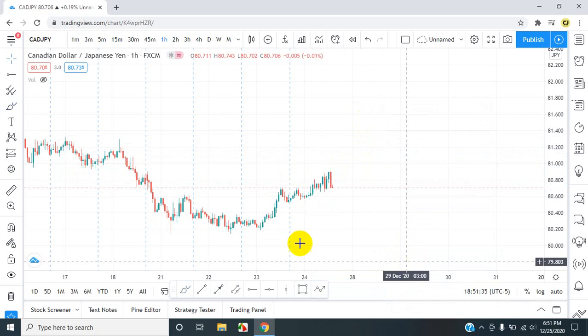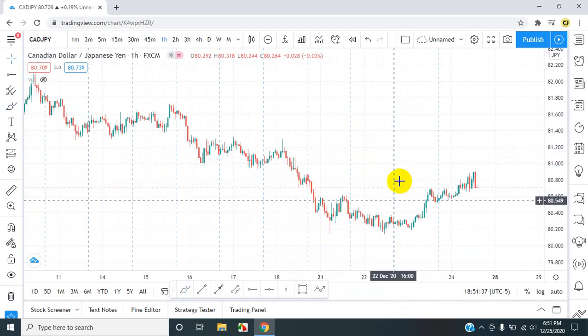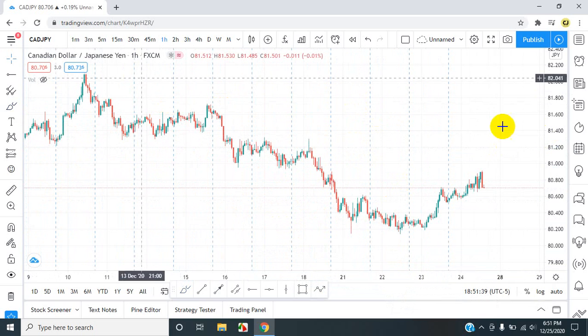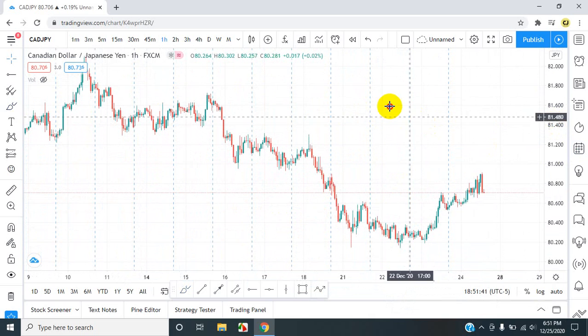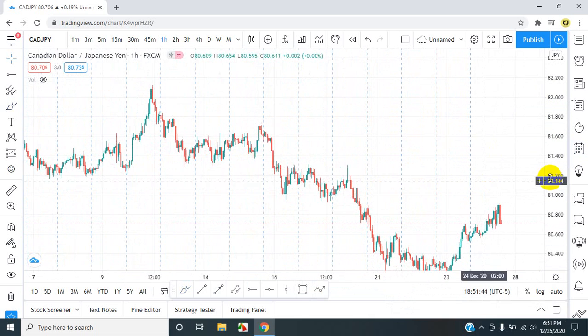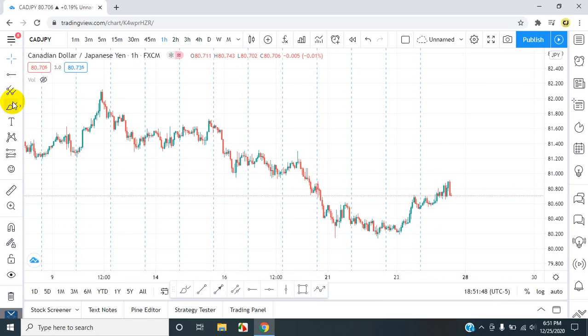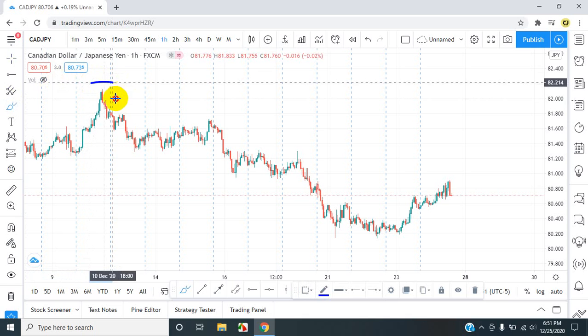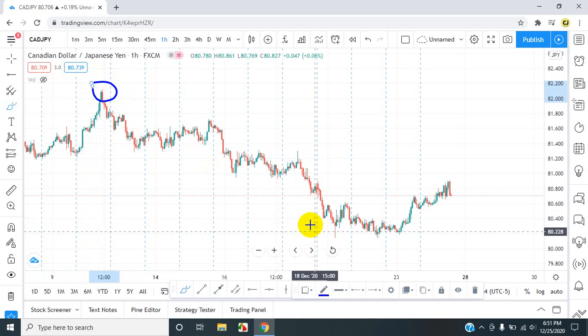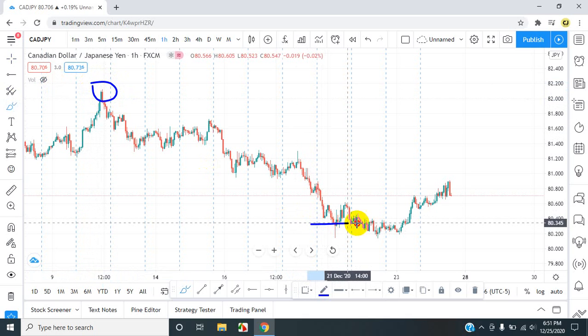I'm going to clear the screen. Let's take a look. We already know, we already identified where the highest highs and lowest lows are. We have a high here, and we have a range of lower lows here.